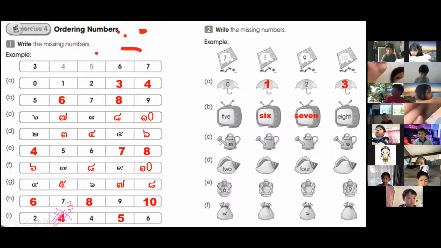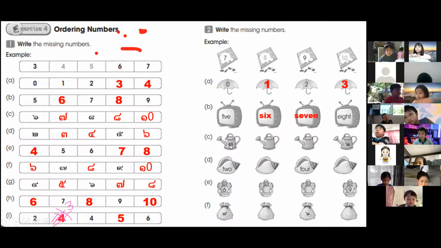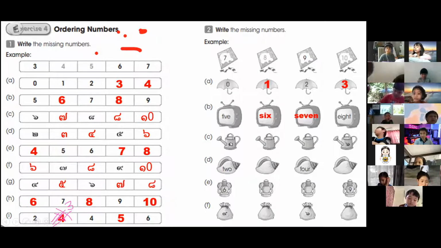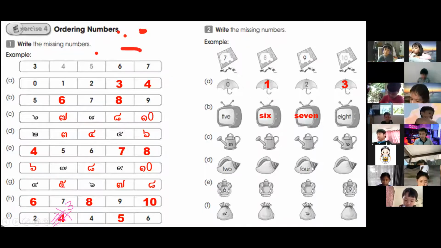Letter C, written in Thai. The first number here is number 3. The first number here is number 3. And the 2 remaining numbers are number 4 and number 5. These are the missing numbers in letter C.